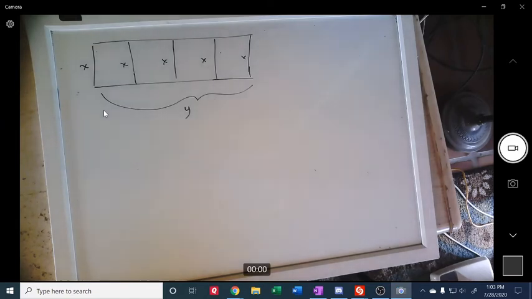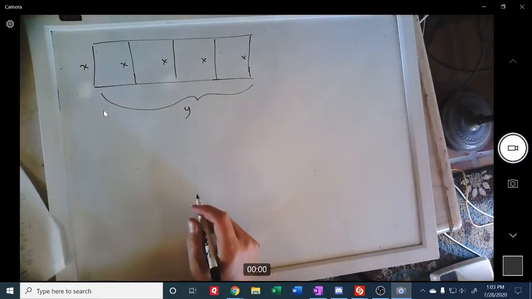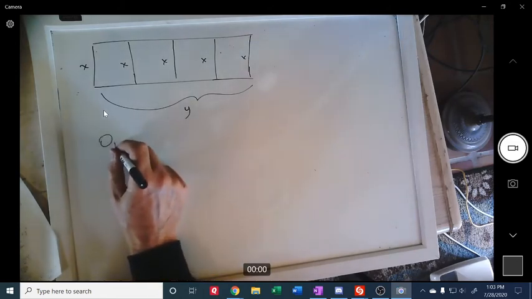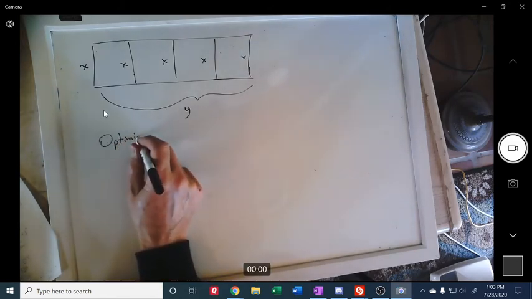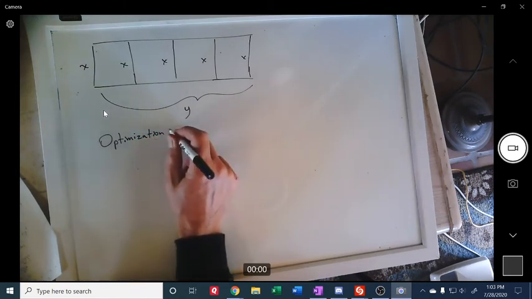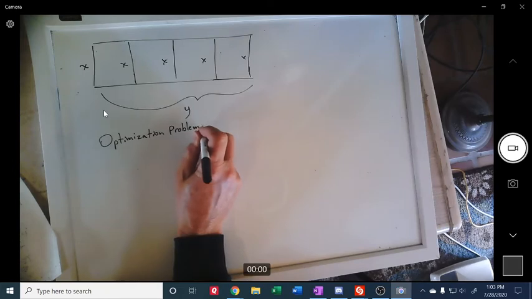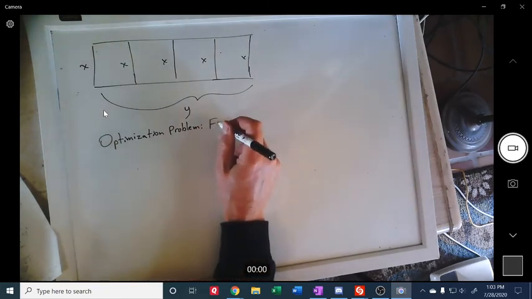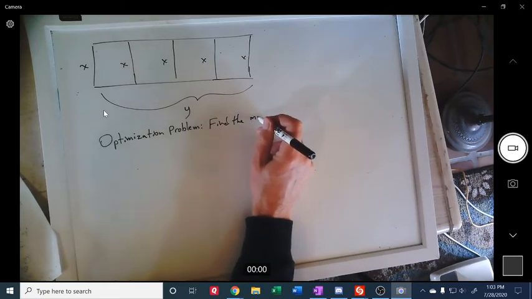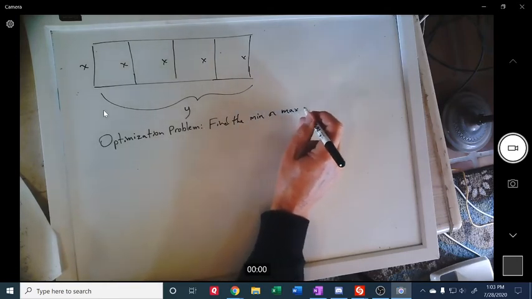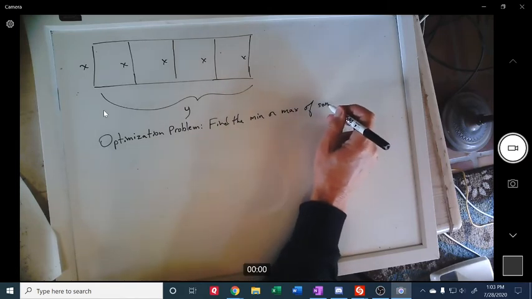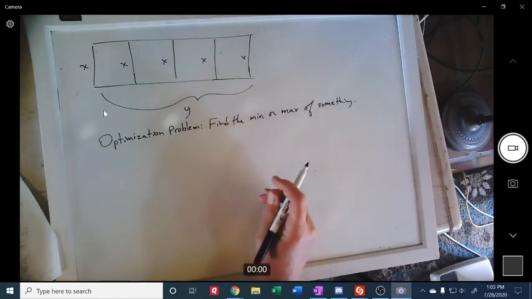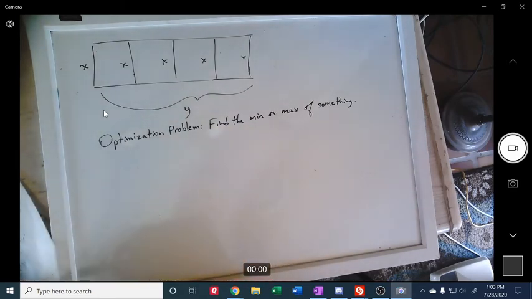there are, let me give you some general overview. In any optimization problem, what it means to be an optimization problem is to find the min or max of something. And sometimes problems are a bit of both.